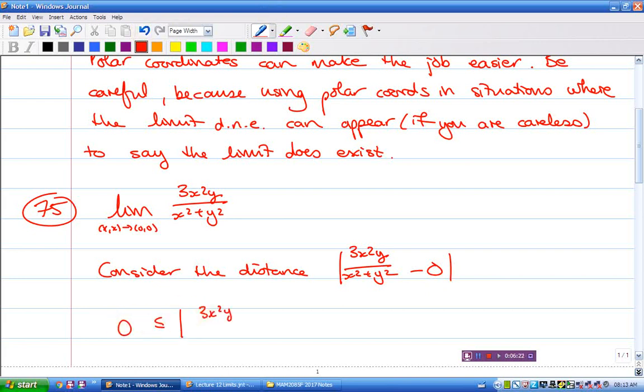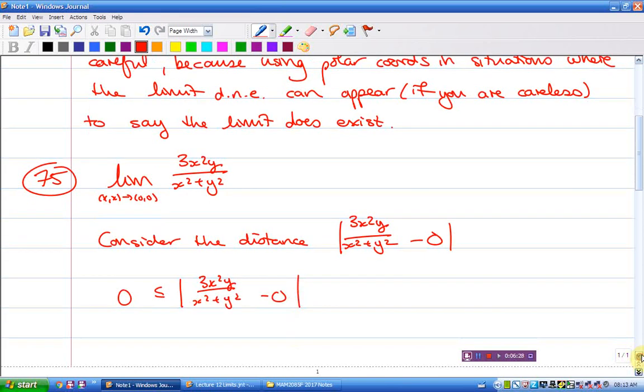3x squared y over x squared plus y squared minus 0. We know it's got to be bigger than 0 simply because it's an absolute value. This is equal to, so what I'm going to do is replace all the x's with r cos theta, and I'm going to replace all the y's with r sine theta.